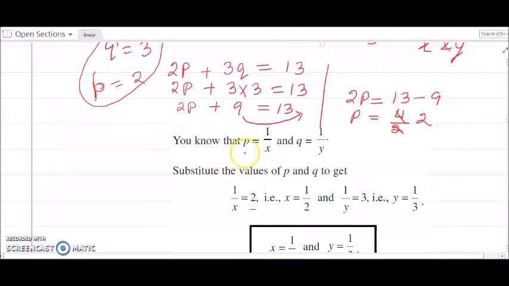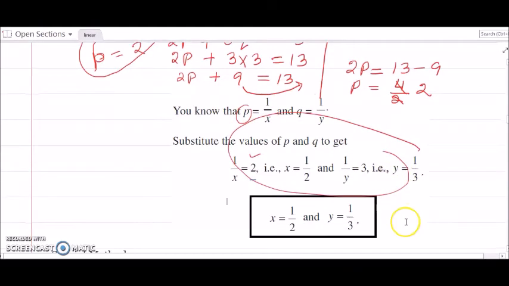For example, here we have already taken P is equal to 1 upon X, so we will put the value of P here. So 1 upon X is equal to 2. We will put the value of Q, 3: 1 upon Y is equal to 3. So from here you can easily see we got the value X is equal to 1 by 2 and Y is equal to 1 by 3. So it's a simple process, right?